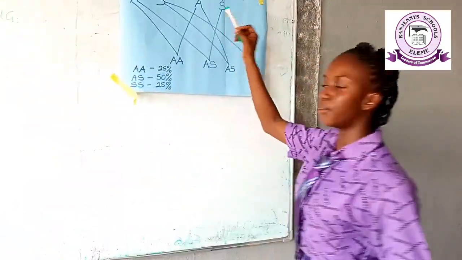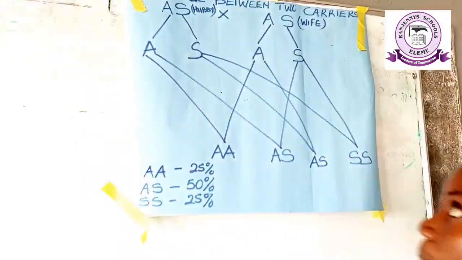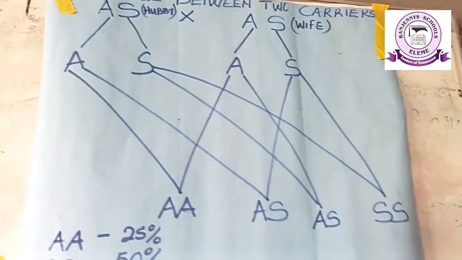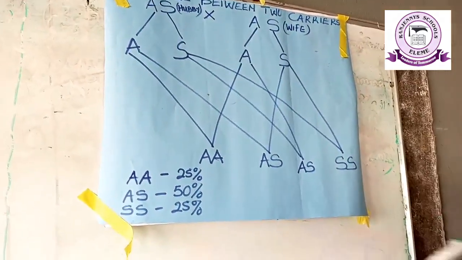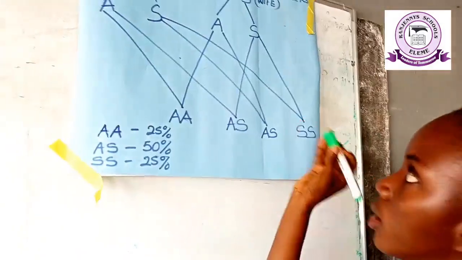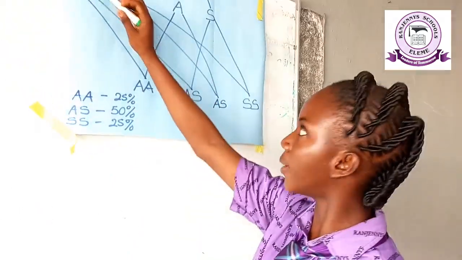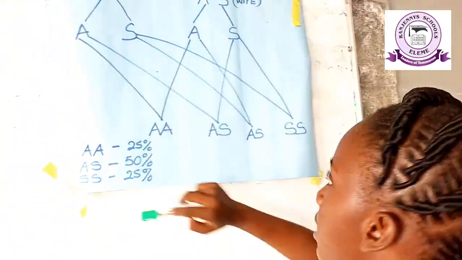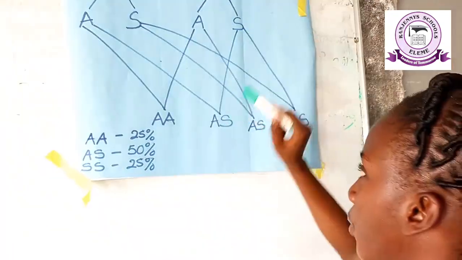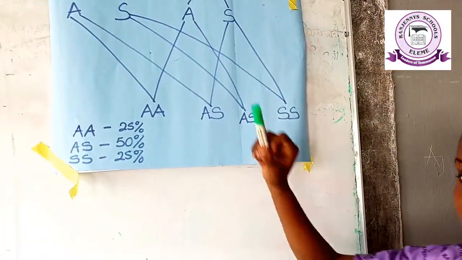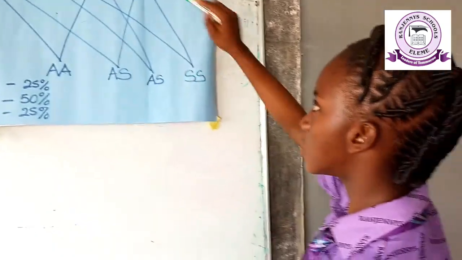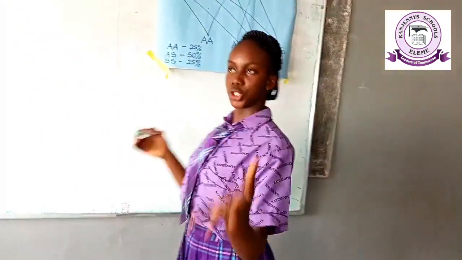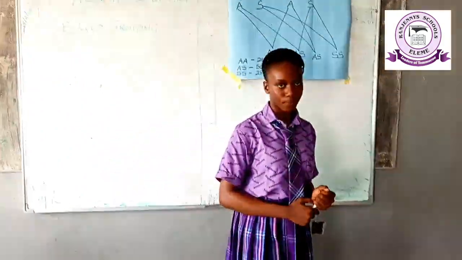Now we are going to take an example between the marriage of two carriers, the AS and AS, the husband and the wife. What is going to happen when these two carriers get married to each other? There is a 25% chance that they are going to give birth to AA. AA is a normal genotype. There's also a 50% chance that they are going to give birth to carriers, which is AS, and another 25% chance of giving birth to an SS. So you see, it is not advisable for two carriers to get married to each other because they may give birth to sickle cell patients.